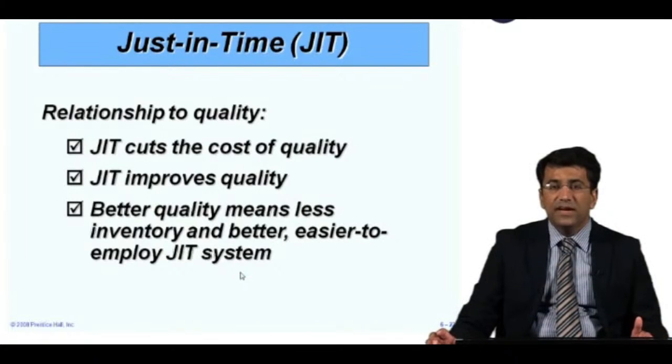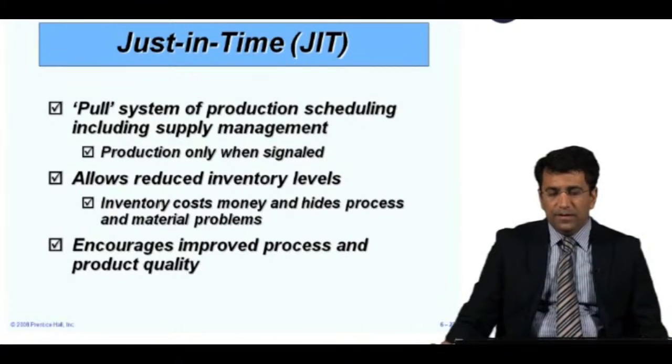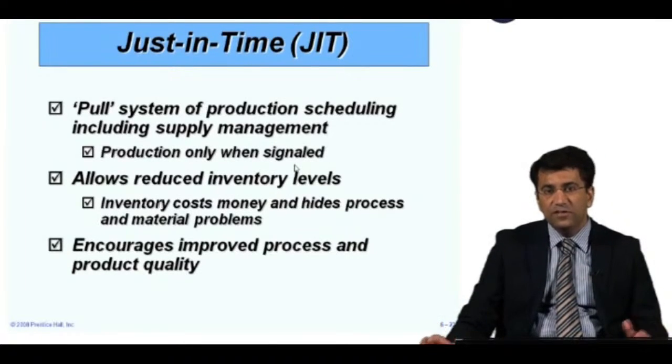The main purpose of the JIT system is to reduce the inventory, and that is in-time production, just when it is needed. It is related to the pull system of production scheduling, including supply management. That is, production only when signaled. We should not have piles of inventories. We should only produce when it is signaled, when it is required. It allows reduced inventory levels, because inventory costs money and hides process and material problems. It encourages improved process and product quality. So this is the basic concept about the JIT system.